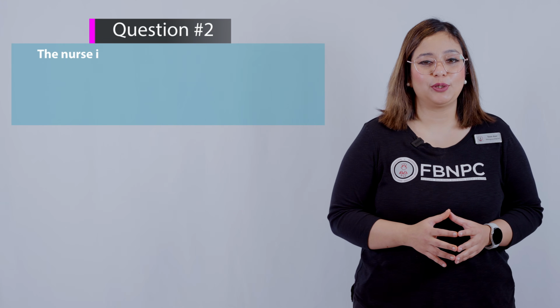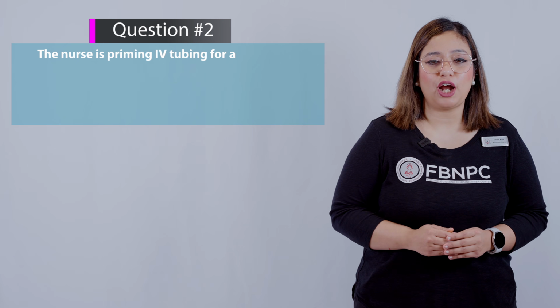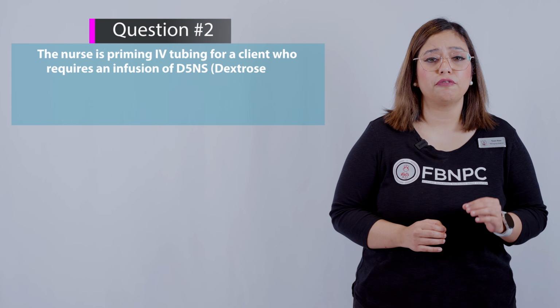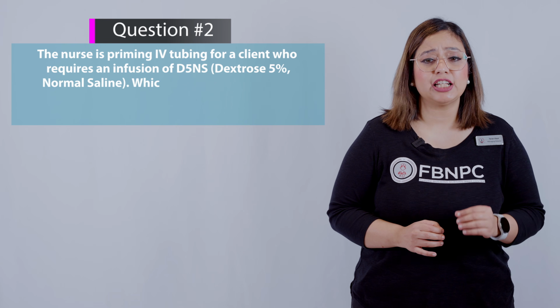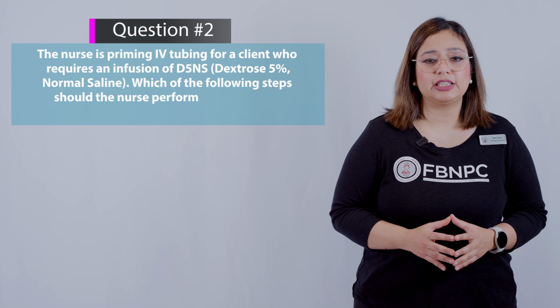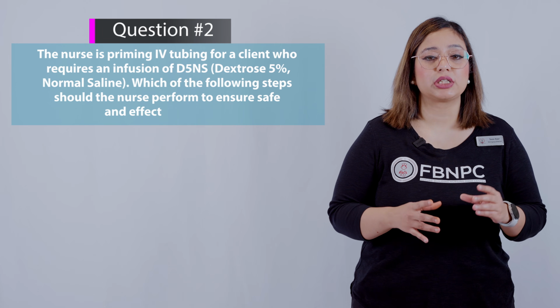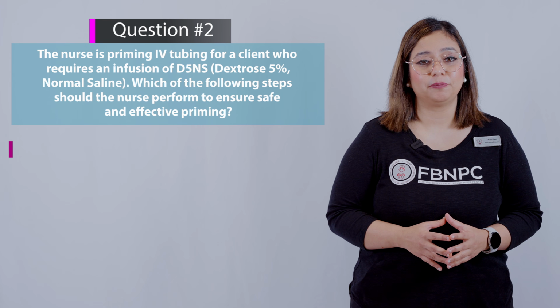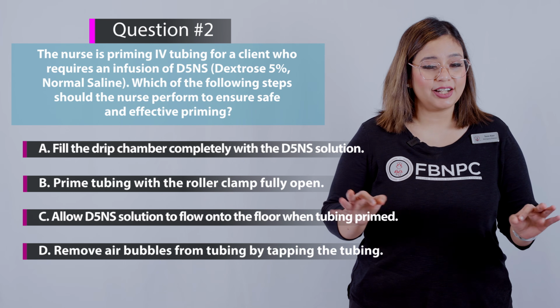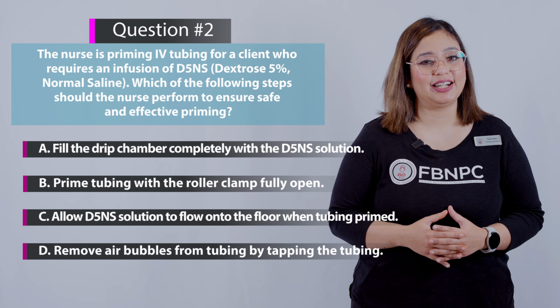Here is the next question on your screen. The nurse is priming IV tubing for a client who requires an infusion of D5NS, which stands for dextrose 5% normal saline. Which of the following steps should the nurse perform to ensure safe and effective priming? Here are your 4 options. Pause the screen and think for yourself which one is the answer.